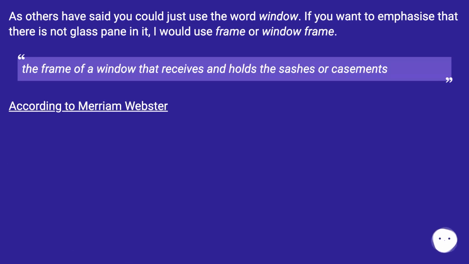As others have said, you could just use the word window. If you want to emphasize that there is no glass pane in it, I would use frame or window frame. The frame of a window that receives and holds the sashes or casements, according to Merriam-Webster.